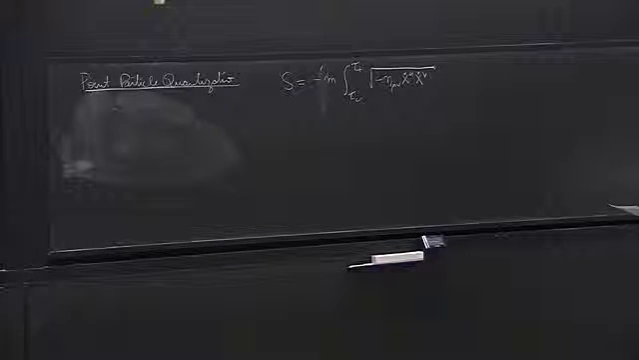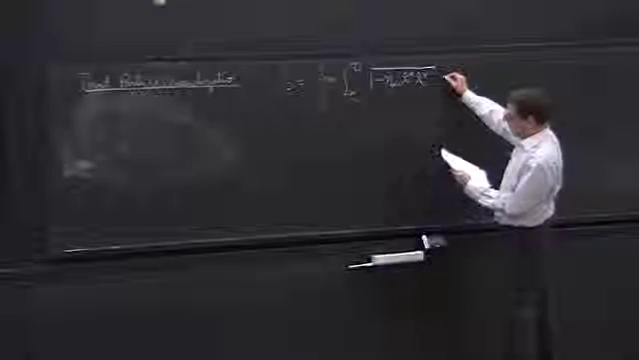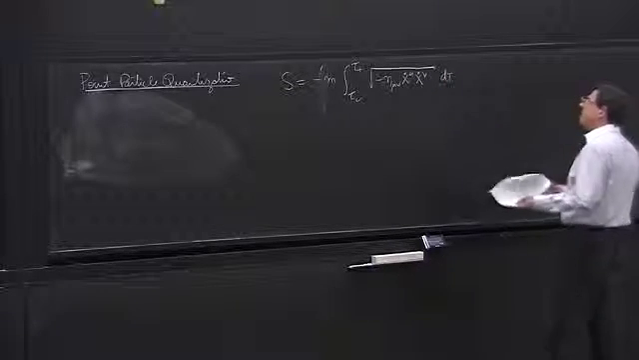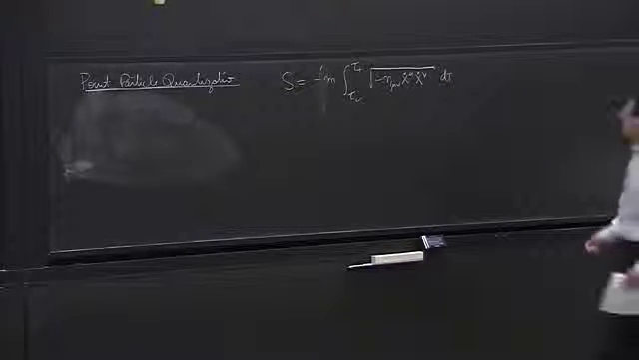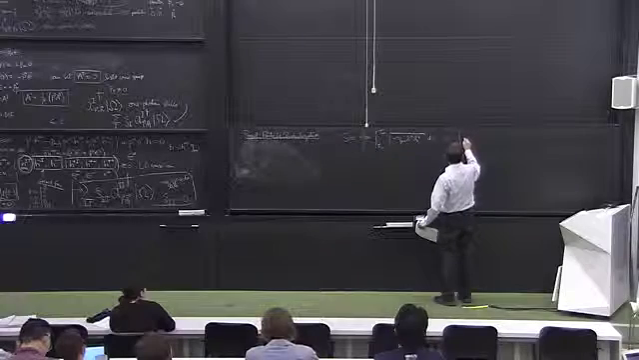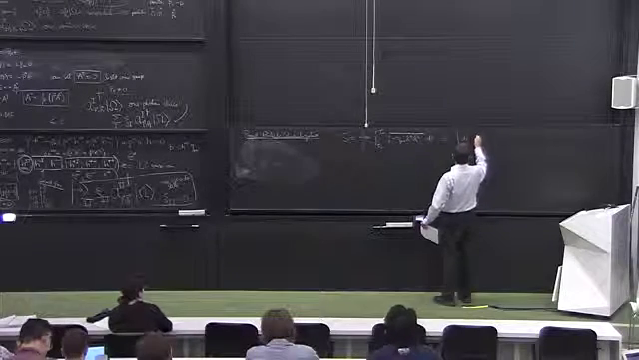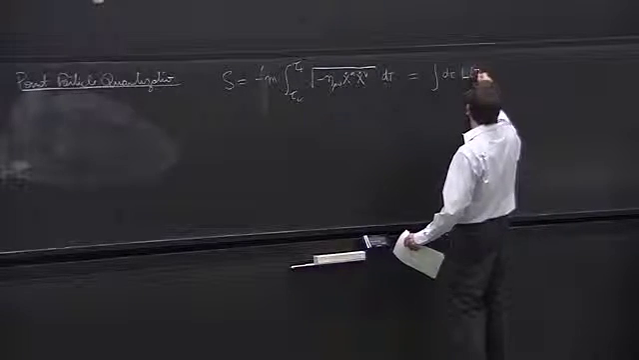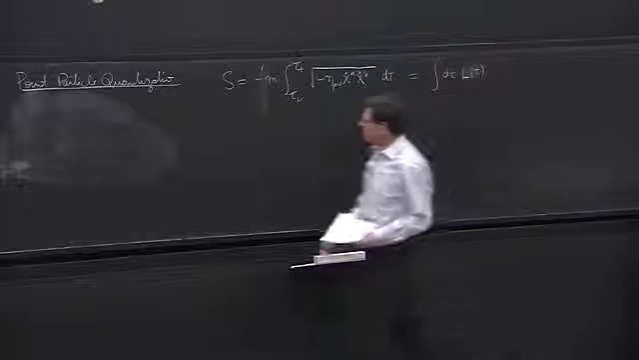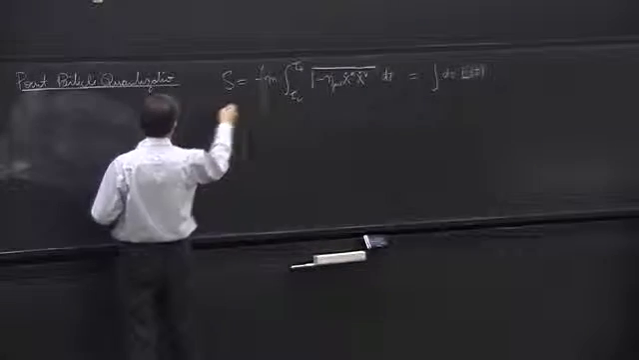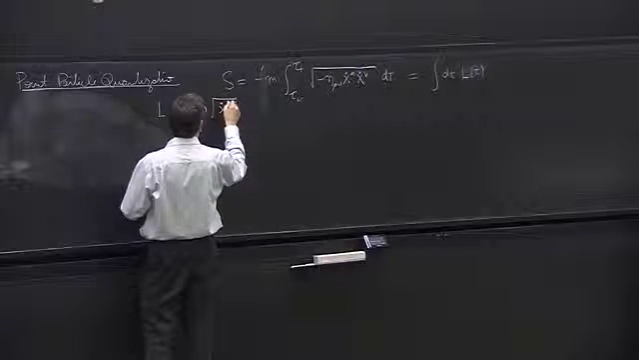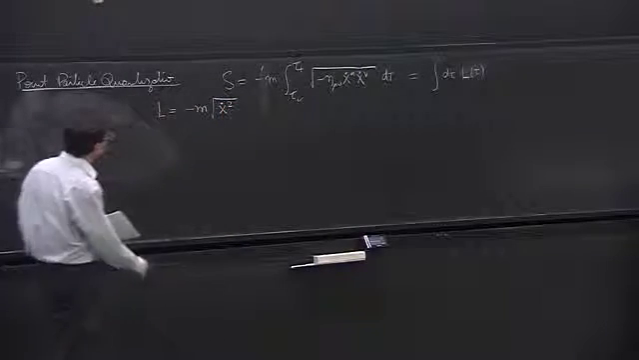And now we identify, therefore, I'm sorry, there's d tau here. Let's think of tau as if it would be the time. So think of this as integral d tau of a Lagrangian L of tau. So L here would be minus m, and I'll just write minus x dot squared. That's what it is.